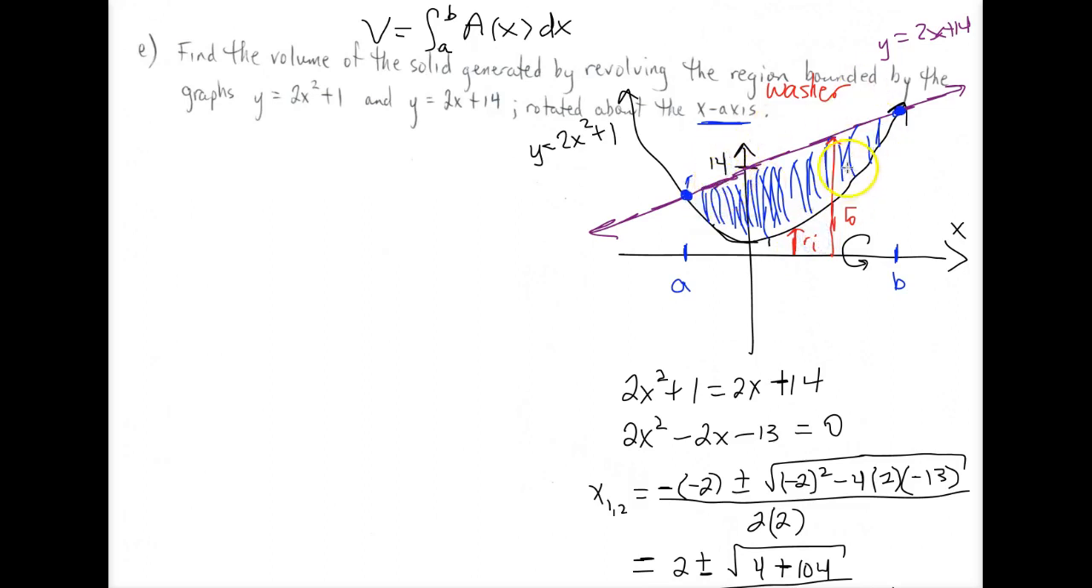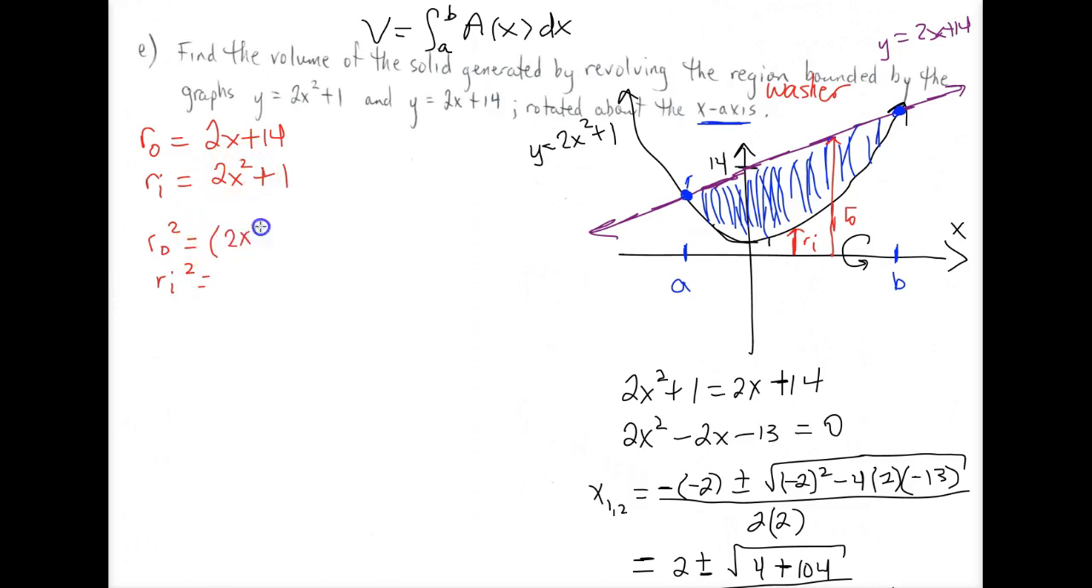And so the outer radius is just going to be the higher function, which is 2x squared plus 14. The inner radius will just be the lower function, which is the parabola 2x squared plus 1. Okay. And so now, of course, what we need to do is find out what r sub 0 squared is and what r sub I squared is so that we can subtract the two.